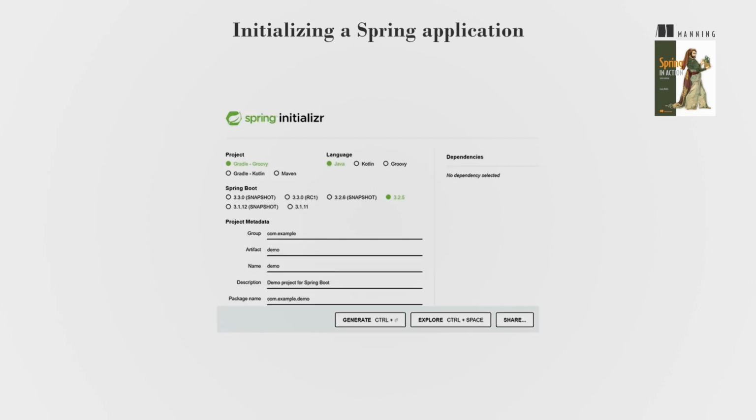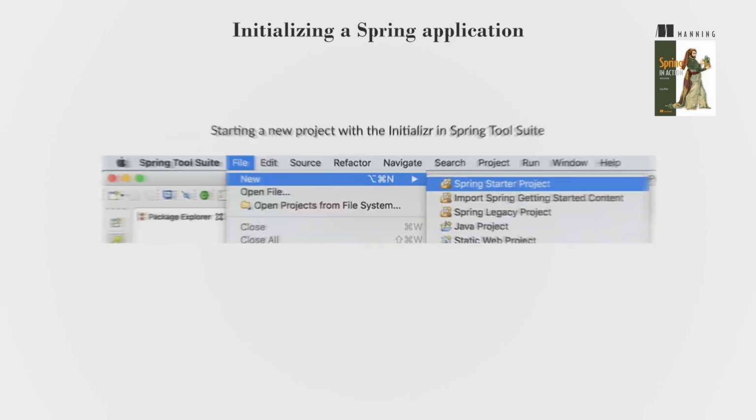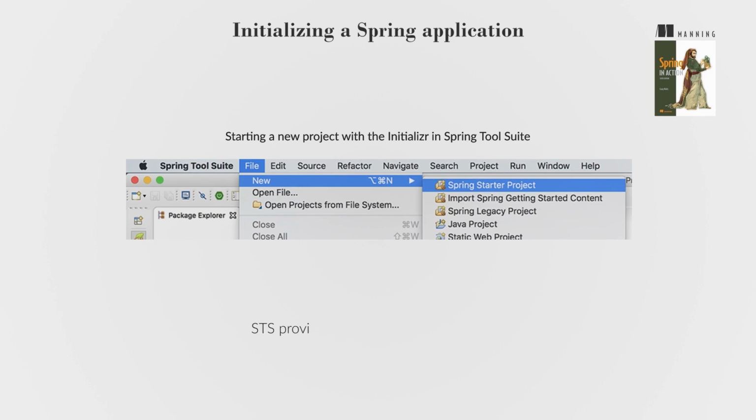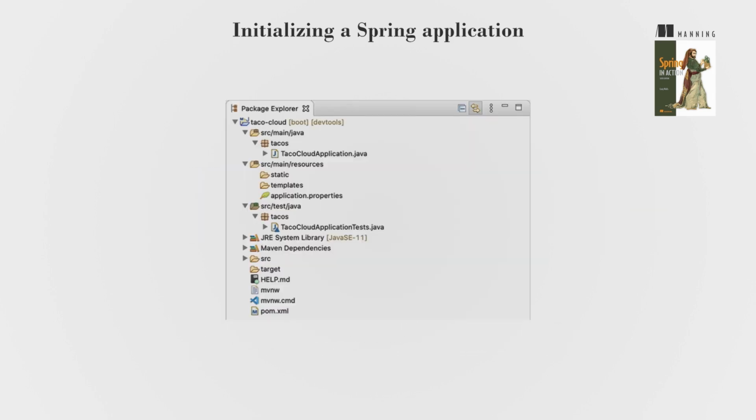To begin a Spring project, we use Spring Initializer, accessible via web, command line, or integrated development environments, IDEs, like Spring Tool Suite, STS. STS provides a user-friendly interface for managing Spring Boot applications. It is also possible to start a Spring project with IntelliJ IDEA, Ultimate Edition, or with NetBeans by using the Spring Boot add-on. One option for creating a new project is using STS with a simple wizard that sets up the project structure and dependencies. The generated project includes a Maven or Gradle build specification, a main application class, and a test class.